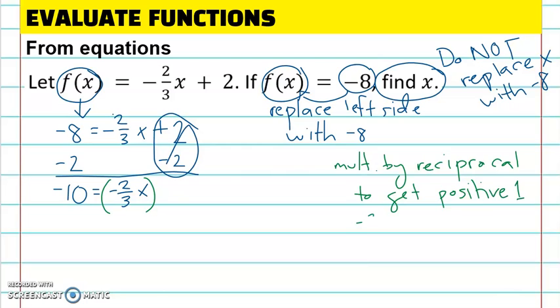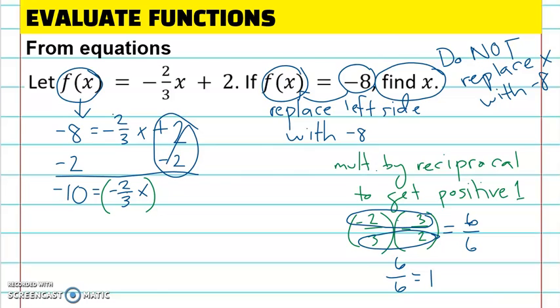So this is why it works. -2/3. The reciprocal means to flip the numerator and denominator, swap them in their positions. When you multiply fractions, you multiply the numerators, so -2 times -3 is +6, and then 2 times 3 is 6. Anything divided by itself equals 1. So that's why, if you end up at this spot right here, multiplying by the reciprocal will get you to the +1x that we need.